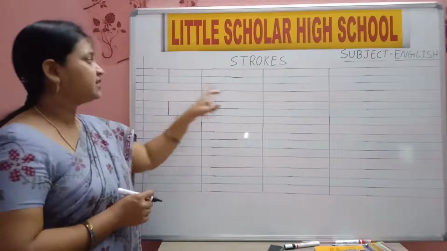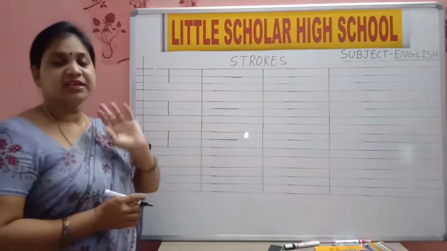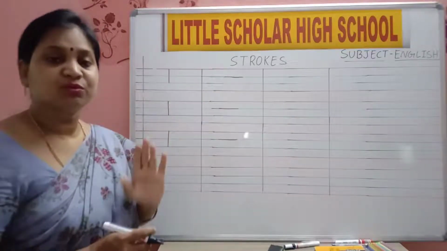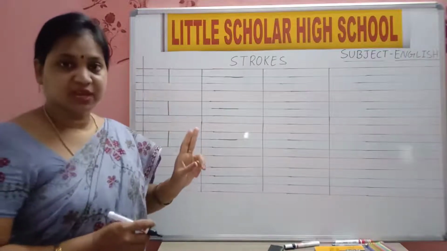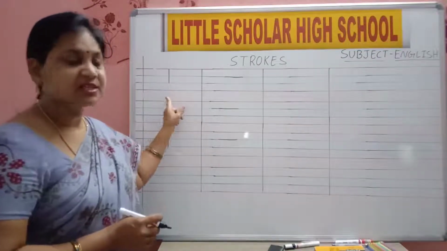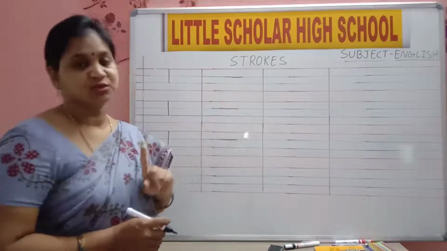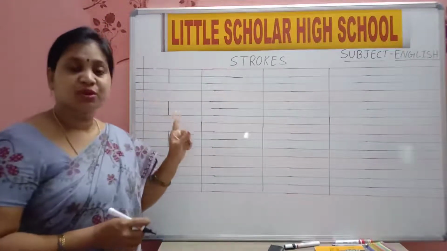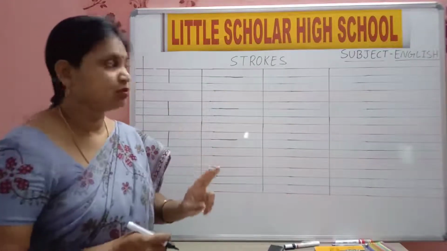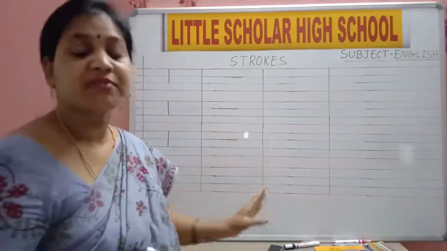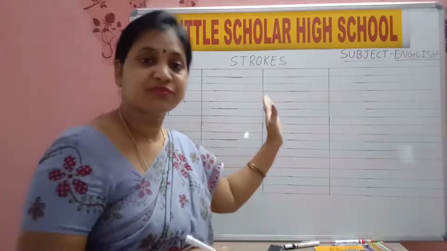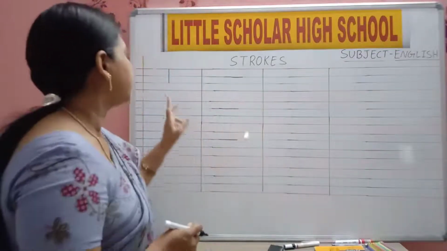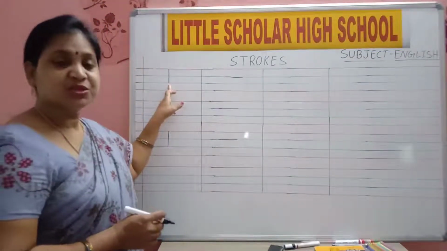Standing line, sleeping line. Each stroke you will write 2 pages. Okay. Standing line 2 pages. Sleeping line 2 pages. You will divide the paper into 4 or 5 equal parts, and then you will write each stroke.